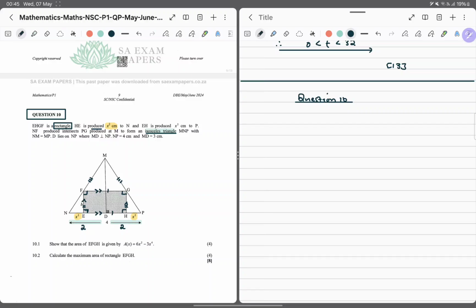Anyway, whatever you choose, it's up to you. Technically, we are told now that D lies on NP where MD is perpendicular to NP, and so we already went ahead of the statement right here. Now NP is 4 centimeters and MD is 3. So now MD is this entire length right here. Maybe let's highlight it like so. Okay, it's just telling me that this is not necessarily a straight line, so I'm just going to highlight it and leave it. So there it is, and we are told this is at right angles to this one. So this is 3 centimeters.